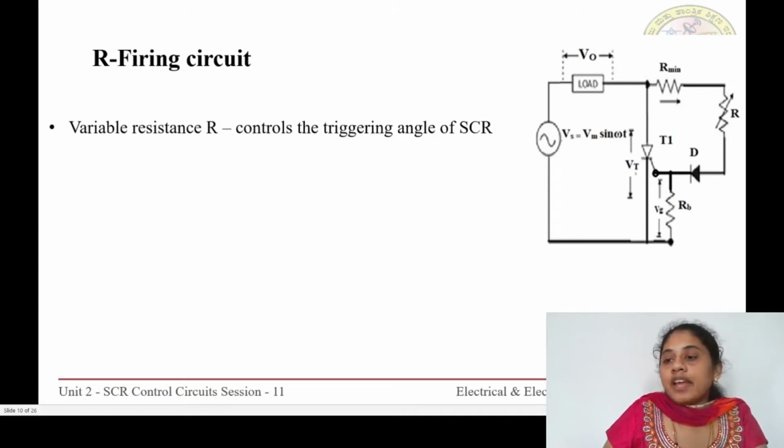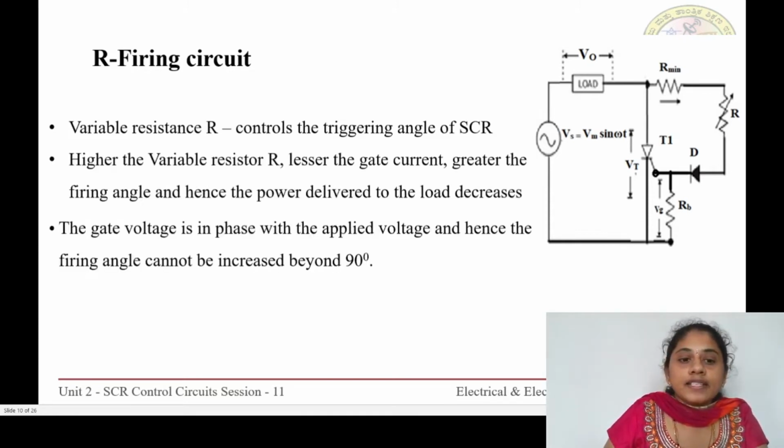Next, we are seeing why we need a variable resistance R. The variable resistance controls the firing angle of the SCR. If this value is high, then the current flowing into the gate reduces and hence the firing angle increases. Hence, because the firing angle has increased, the power delivered to the load decreases.